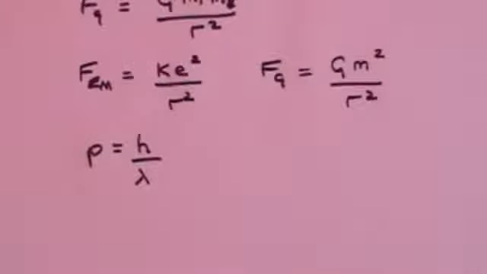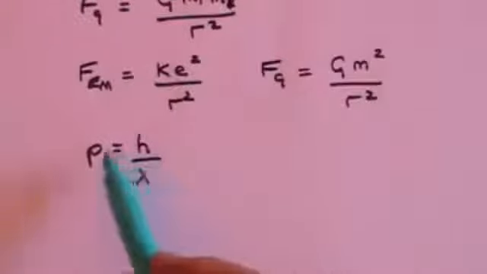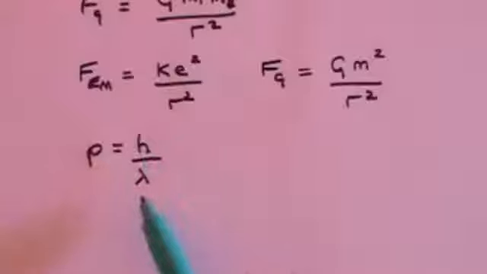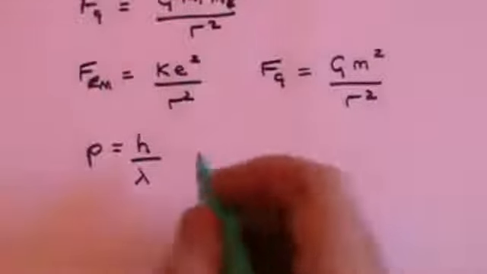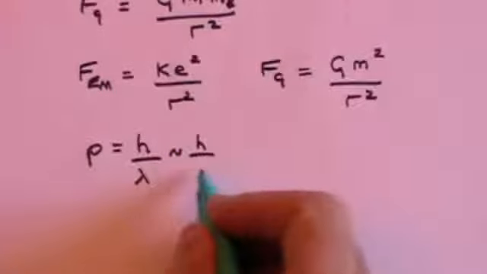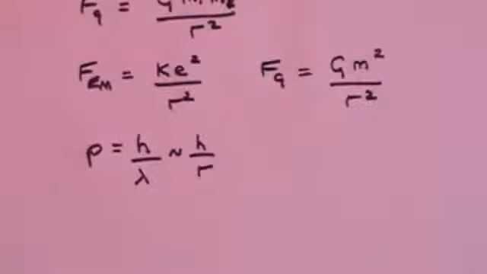That is to say, the momentum of a particle, whether it's a photon or, as Louis de Broglie pointed out, an electron, is Planck's constant divided by the wavelength of the wave associated with that particle. We can think of that as h over r. In other words, if the distance between the two particles is of the order of its wavelength, so they are very close together, then we're going to say that the momentum is h over r.